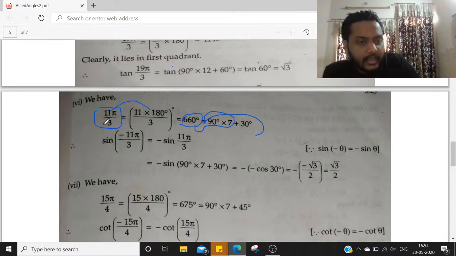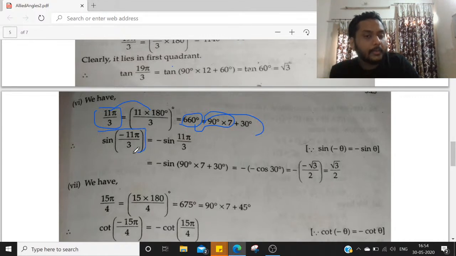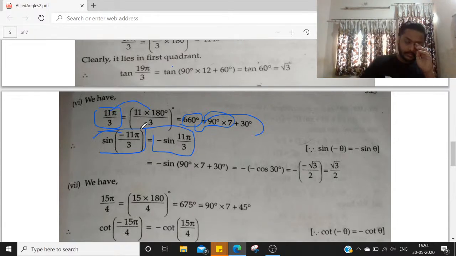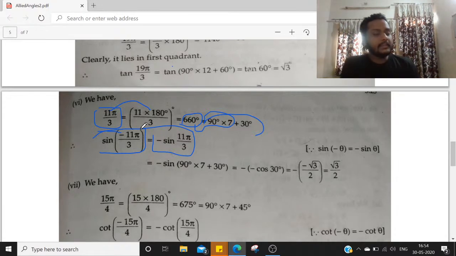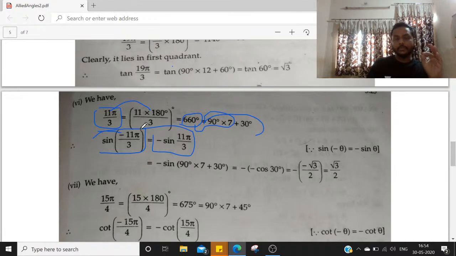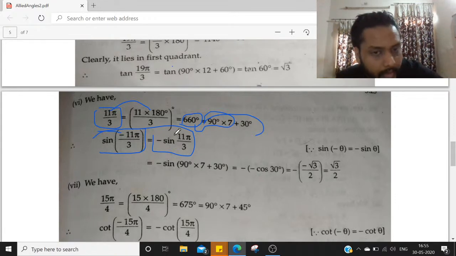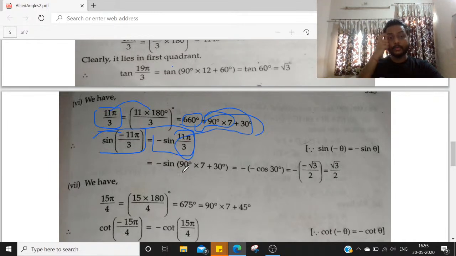That's the first thing. The second thing is that if you look at the angle given in the question, it is sine of minus 11 pi by 3. So you will be taking this minus sign outside, and you will be having minus sine 11 pi by 3. Are we clear with this? How many of you are clear with this particular thing that I just told you? You will be having minus sine 11 pi by 3, first thing. Second is that now you will be breaking this 11 pi by 3 into this 90 times 7 plus 30. Okay, that's what you did over here.